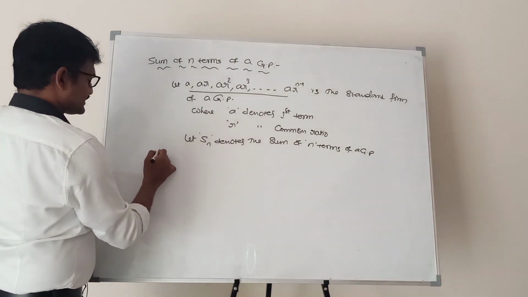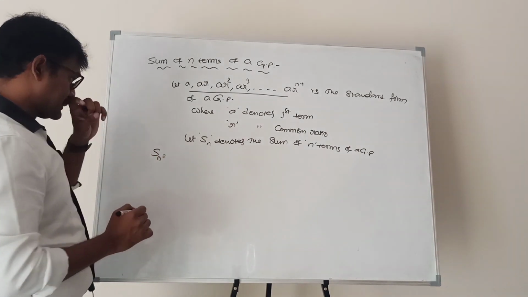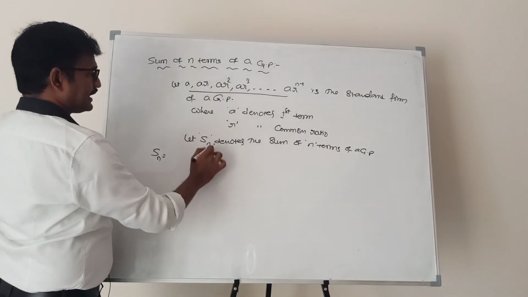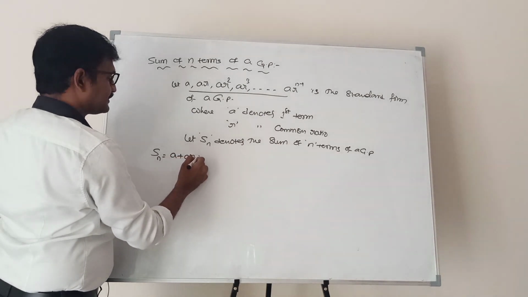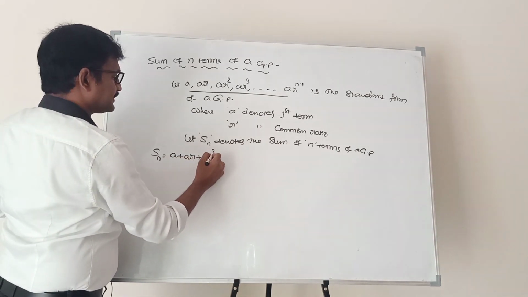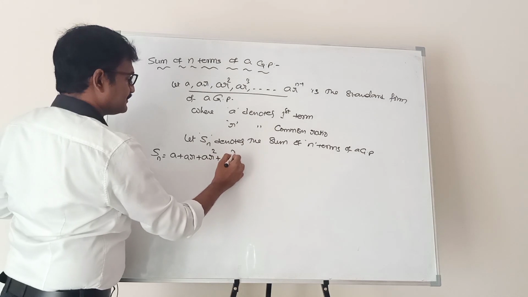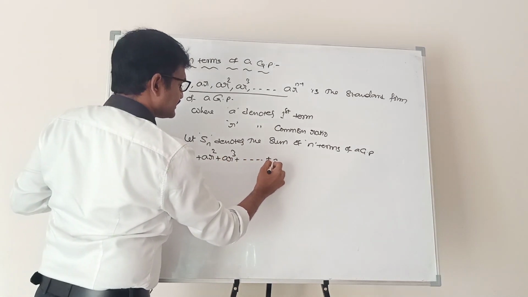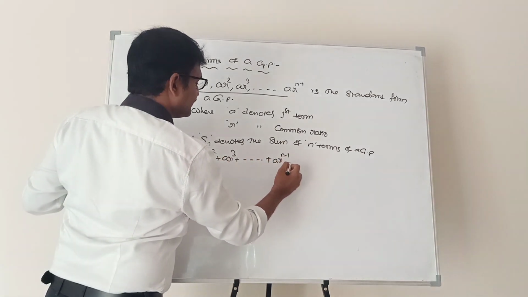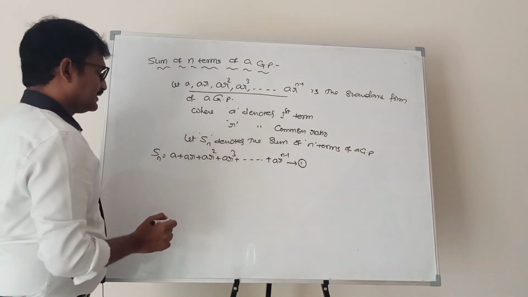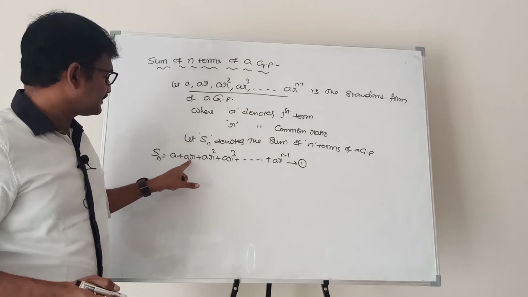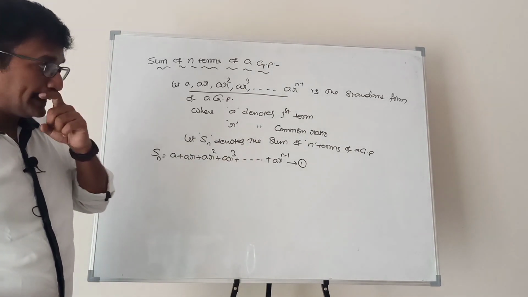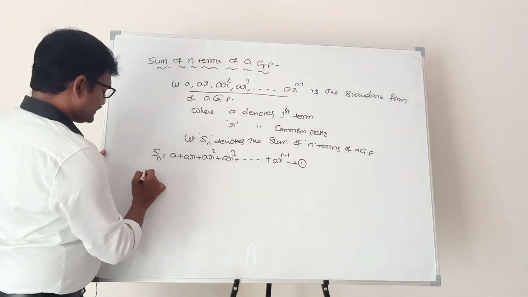Then Sn is equal to the sum. Add all the terms: first term, second term, third term, AR square, AR cube, plus so on, plus A into R power n minus 1. Let Sn denote the sum of n terms of a GP. Next, case 1.